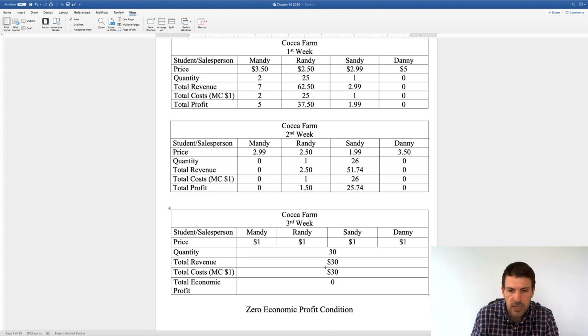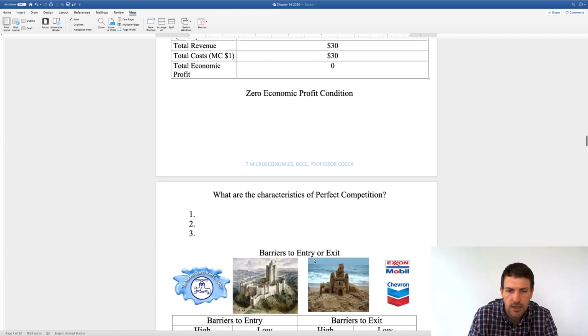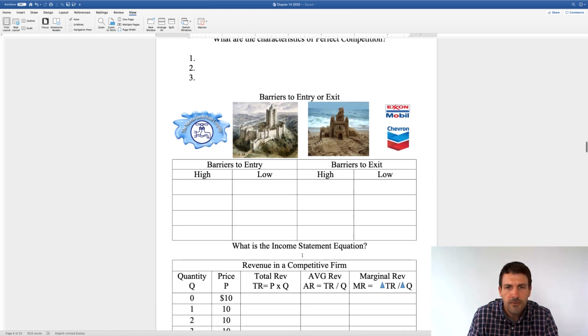So again, here you see the revenue is $30, the cost is $30, and then there's zero economic profit. Again, this is a very important concept for this chapter. It's called the zero economic profit condition. All right. So let's fill in this next page.